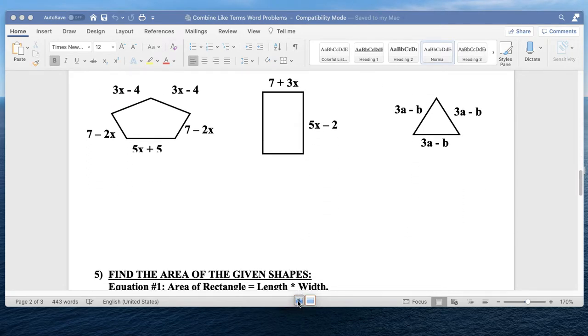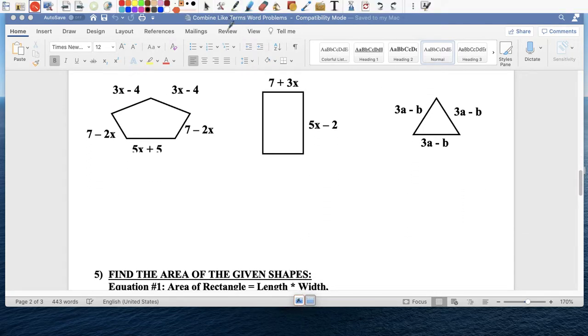Next, three. So we only want the perimeter, right? So in this one, we can rewrite it if you like as 3x minus 4, right? Because there's two of them, plus 2 times 7 minus 2x, and then plus 5x plus 5. So that would be our expression that we have to simplify.